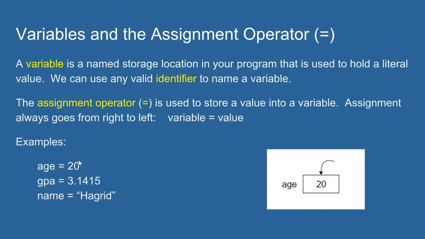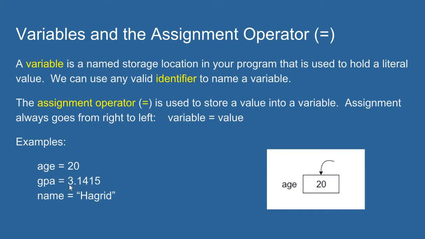Let's look at some examples. Here I have a variable named age, and I'm storing the integer value 20 into the variable age. If we were to visualize this, we could imagine that this variable age is a storage location. Maybe we can think of it as a box, and it has a name. The box's name is age, and into that box, we're putting the value 20. So we're storing a value into the variable.